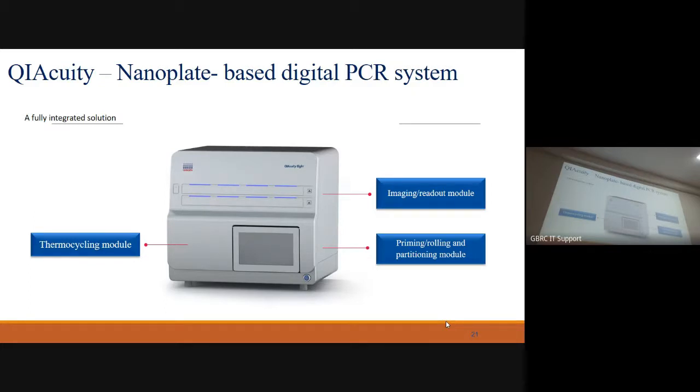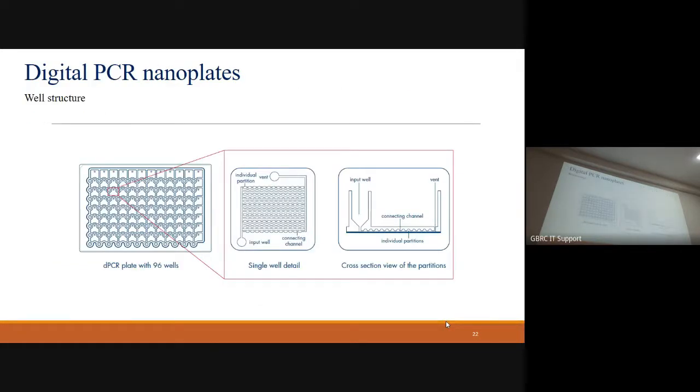So this is the instrument that we have. On the upper side, we have an imaging module. Inside the instrument, there will be priming and rolling, and this will be the thermal cycler module. I think you must have seen that from here you will load your plate, and here you have the digital screen that shows what cycle is running and everything. So this is the plate.